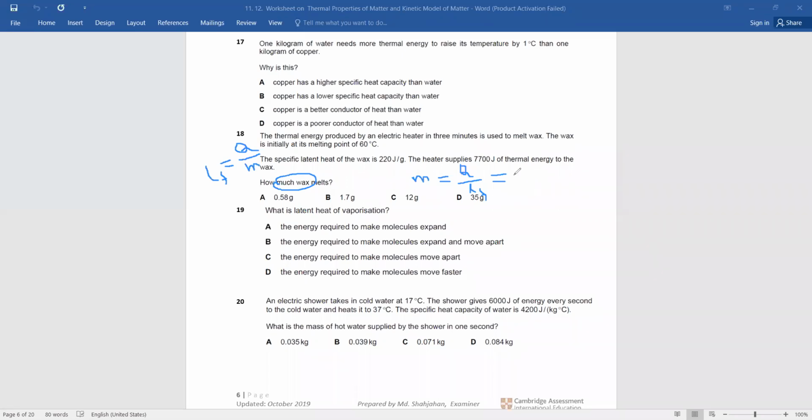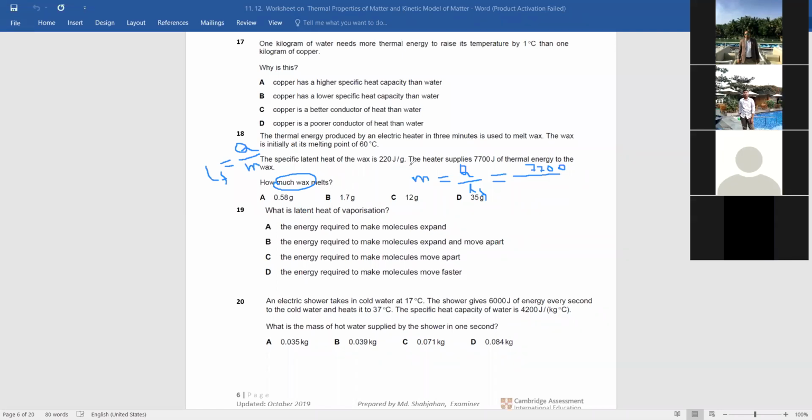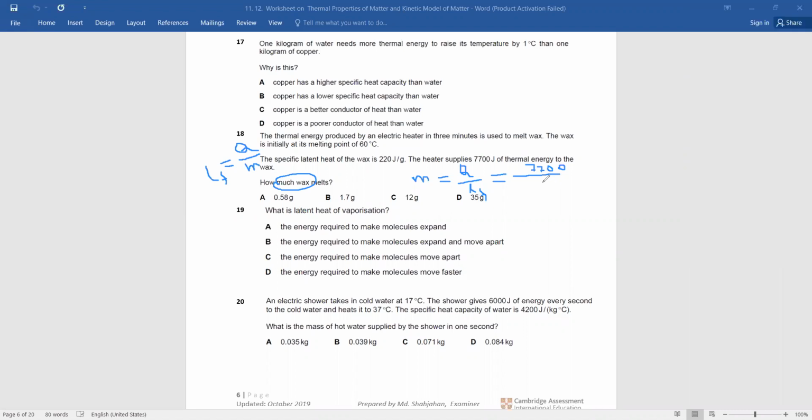Okay, the solution here: 7700, this is energy required, energy supplied, heat energy. Then Lf is 220 joule per gram. Look, we did not change the unit because it is already in gram and the answer is also in gram. The options are given in gram. That's why we kept it as it is.